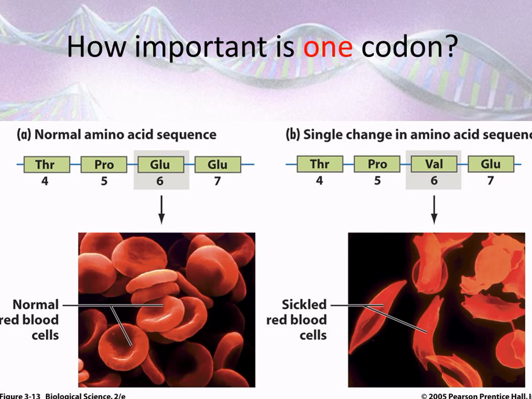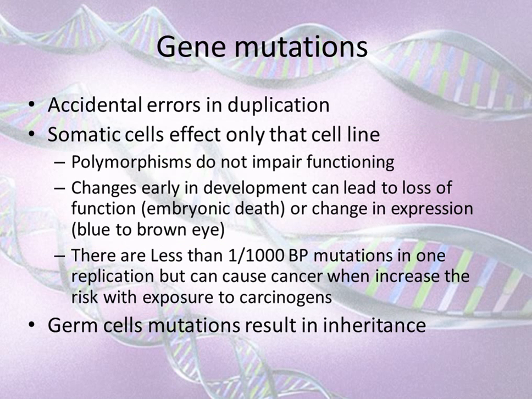What can't they carry very well then? Oxygen. They can't carry oxygen. The cells get all bent out of shape and they stick together. And we'll talk about that. It's a genetic disease.